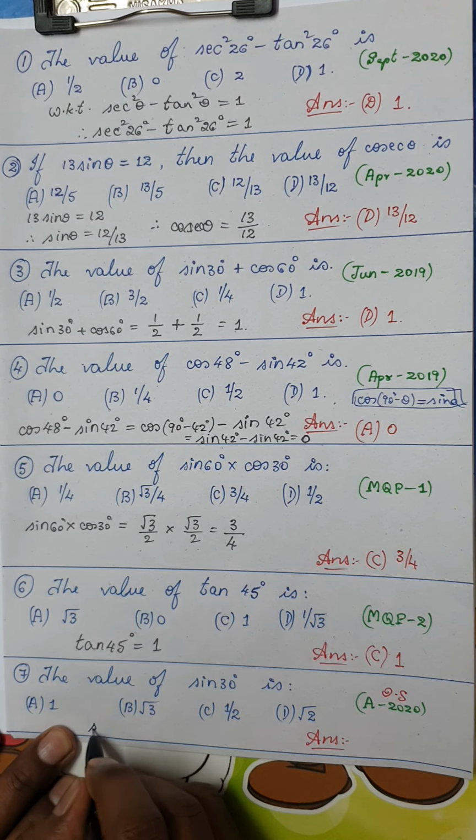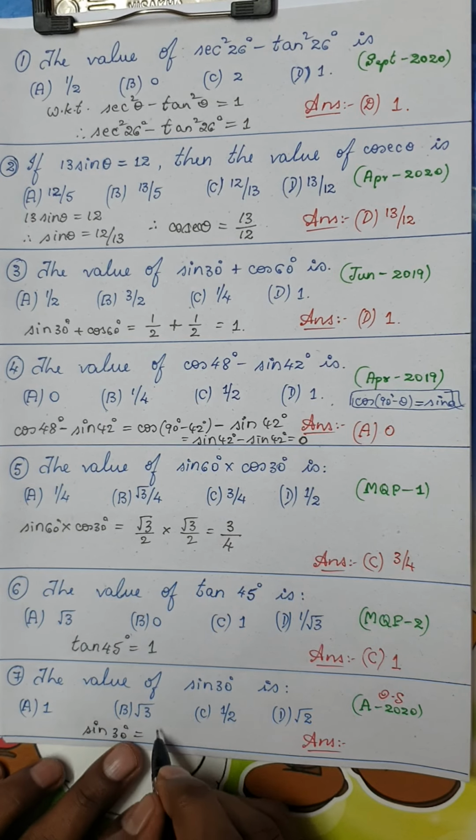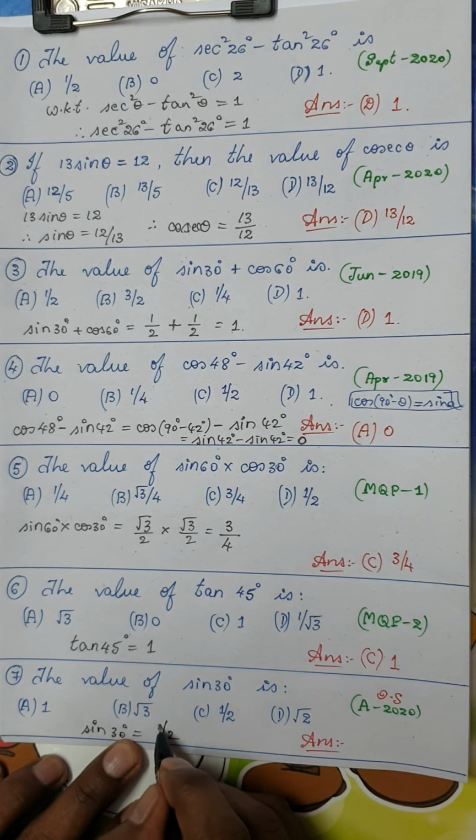The value of sine 30 degrees is equal to, now what is sine 30 degrees? So sine 30 is 1/2, correct?